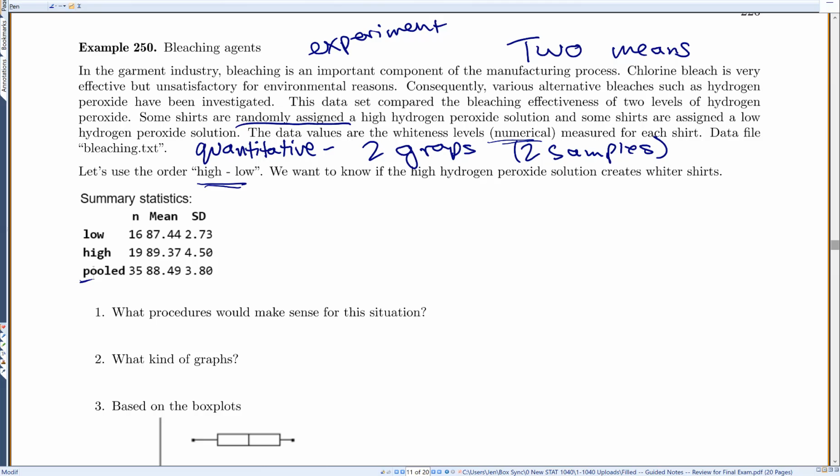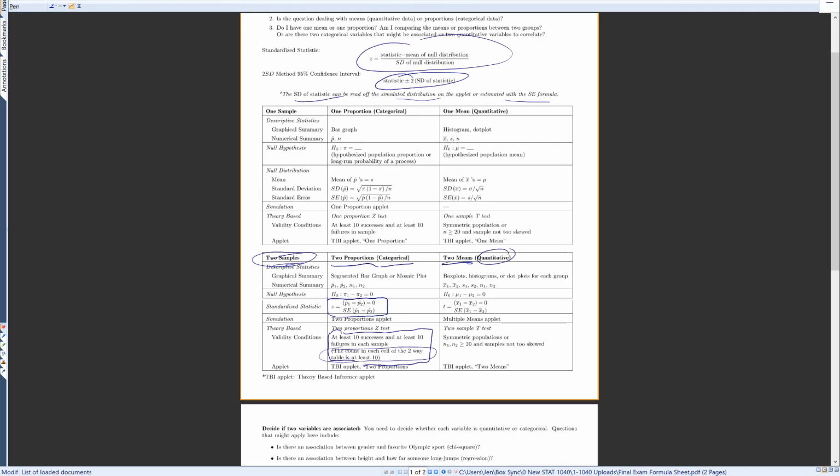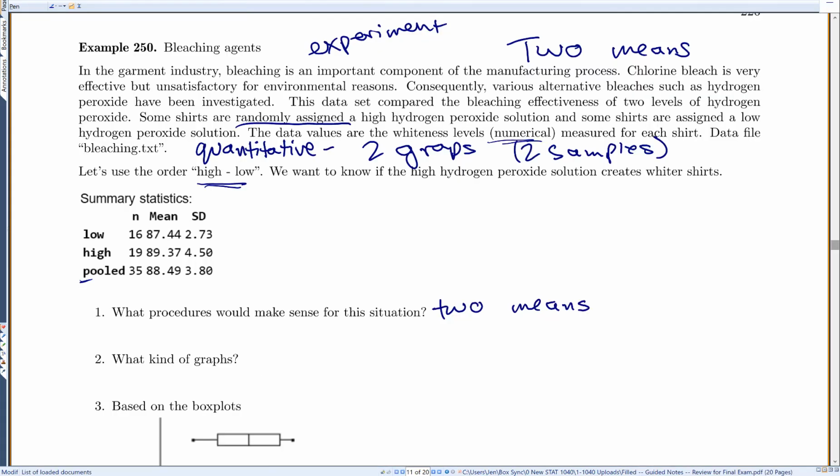Okay. So what procedures would make the most sense for the situation? Well, that would be the 2 means. Okay. What kind of graphs? If you're doing 2 means, we can do box plots, histograms, or dot plots for each group. So we need side-by-side box plots, histograms, or dot plots.